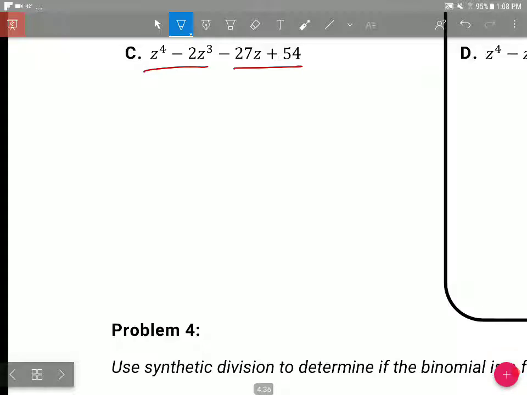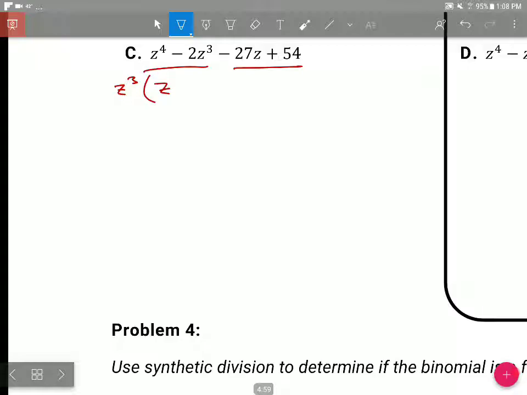A z to the third power. The first one has 4, the second one has 3. So I can divide out a z to the third power, or a z cubed, however you want to say it, and divide them both by z cubed. Z to the fourth divided by z to the third would be what? Z to the 1, which is z. There is an understood 1 there, we just don't write it. It would be z to the 1.